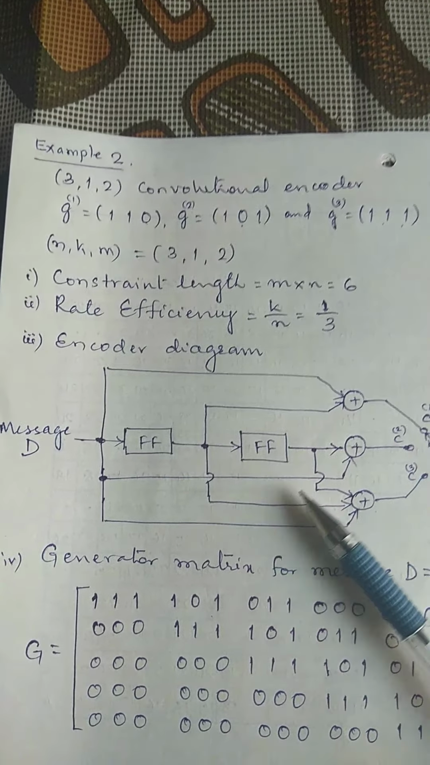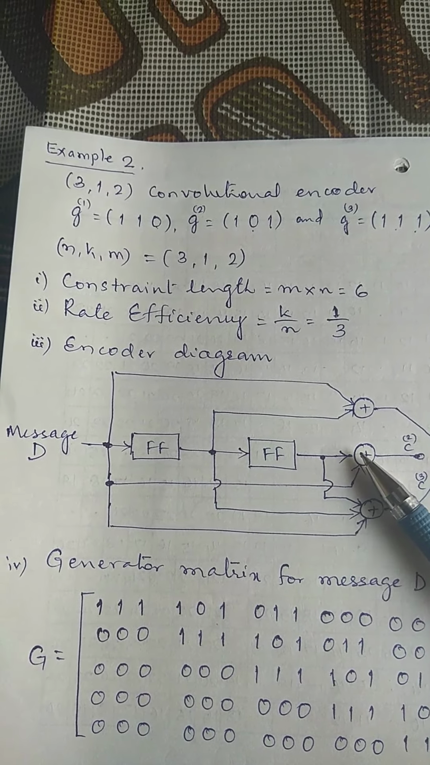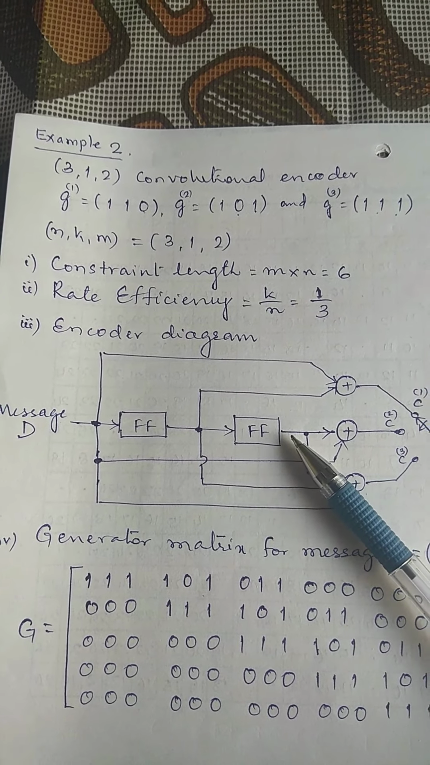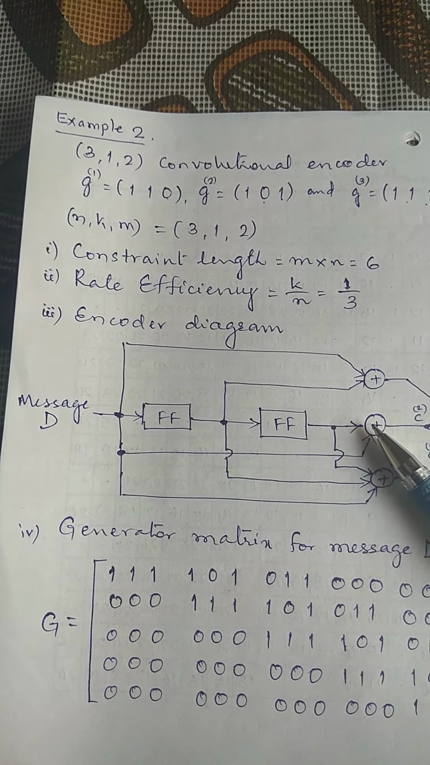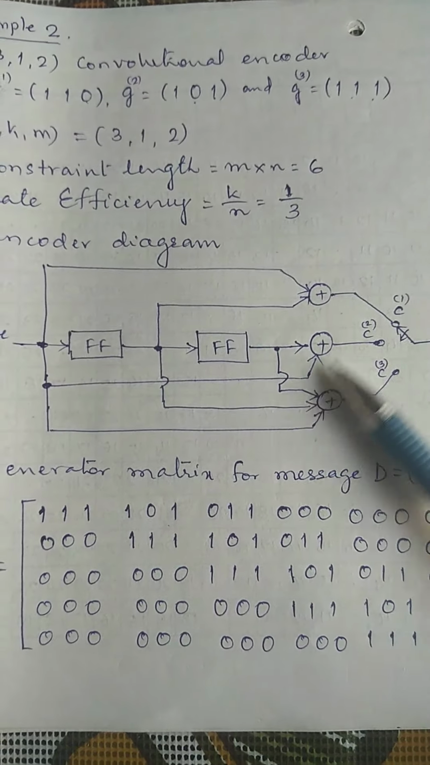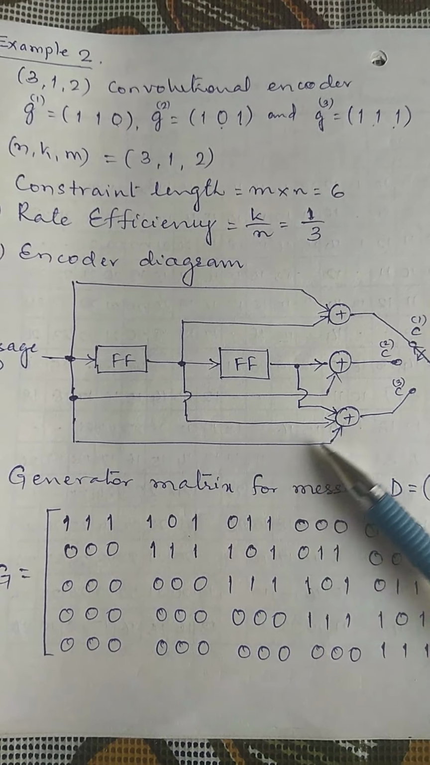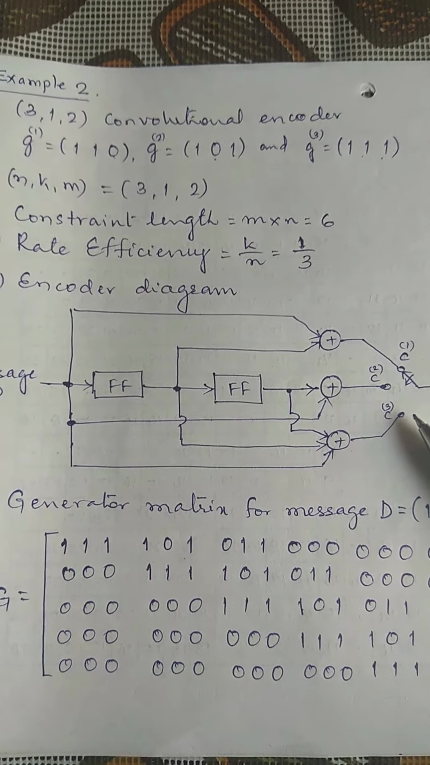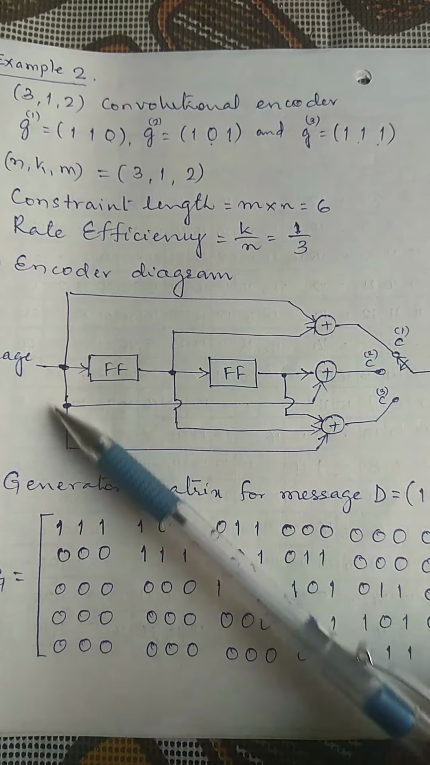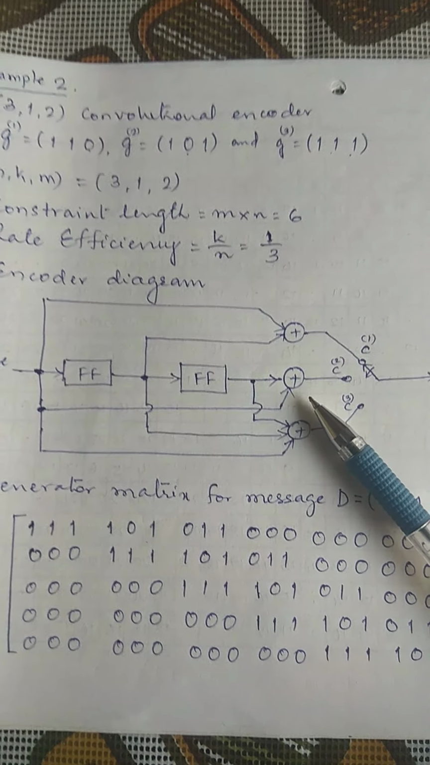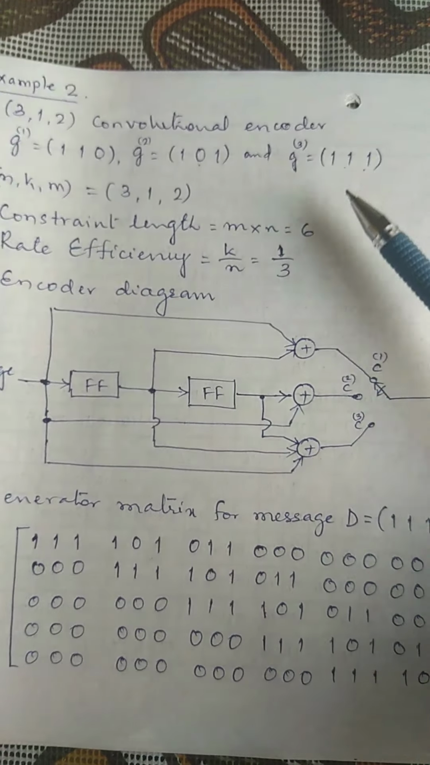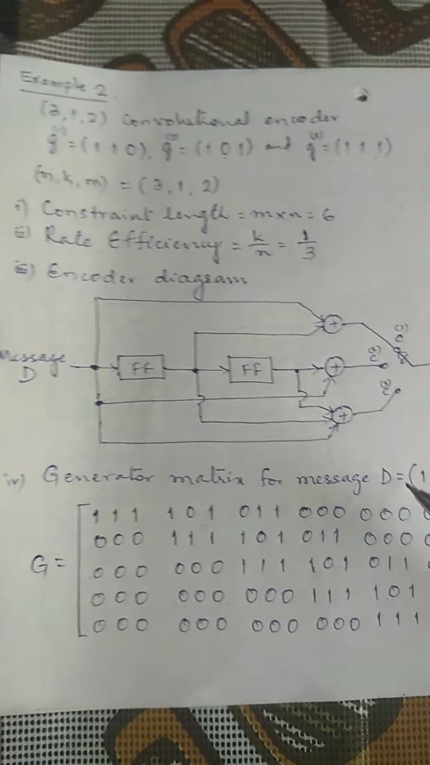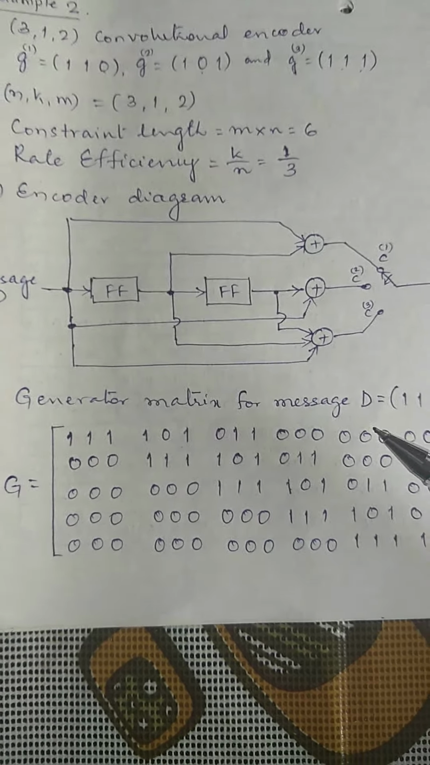For the second one, it is 1 0 1. So the first is 1, there is no connection from the first flip-flop output, and the third bit is 1, so the third flip-flop output is connected. And for G3, it is all 1 1 1: message input, first flip-flop, second flip-flop output. This way, given the generator sequences, we can draw the encoder diagram, or given the encoder diagram, we can write the generator sequence. Both are possible.